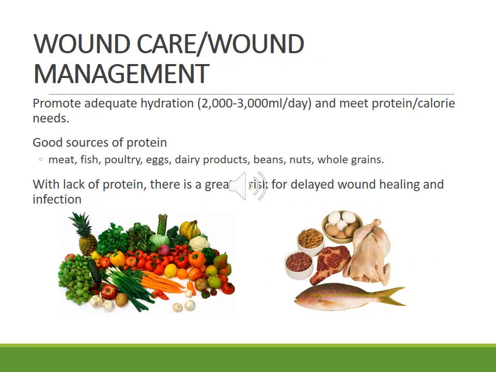I've stated this multiple times, how important hydration is, and protein and calorie needs. Some things to keep in mind if you're caring for a patient: what are our good sources of protein? What do we want to encourage our patient to eat? And that is meat, fish, and poultry, eggs, dairy products, beans, nuts, and whole grains. So we really want to have a very nutritious, high protein diet for anybody who has a wound.